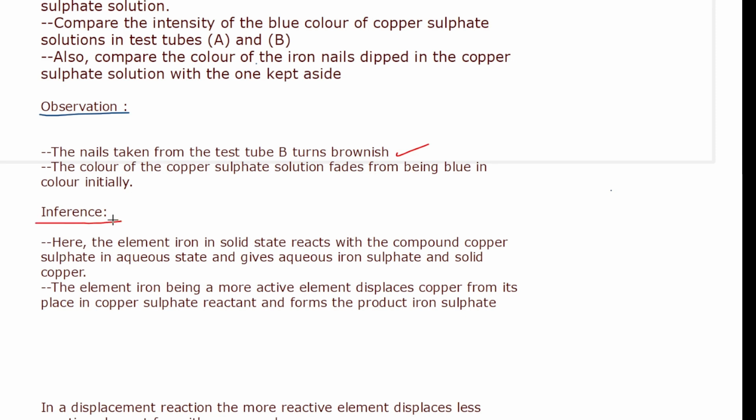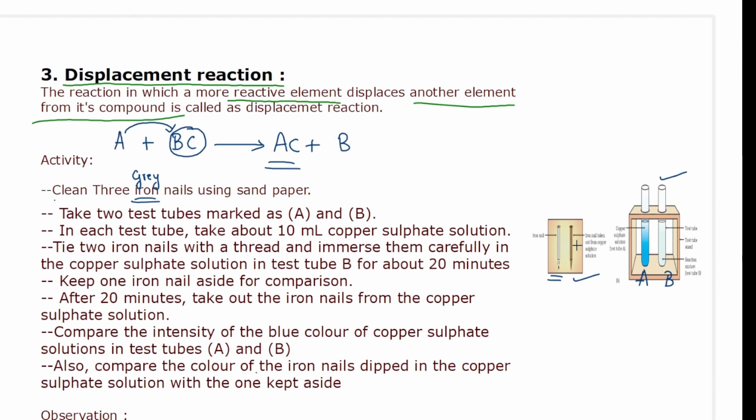Now, why is the color change observed here? Because the element iron in solid state reacts with the compound copper sulphate in aqueous state and gives aqueous iron sulphate and solid copper. You can see here the brownish deposit on the iron nail is because of deposition of the copper metal. There is a reaction that has taken place between the iron and copper sulphate solution. Iron has displaced copper from its solution, because of which the color has faded away.